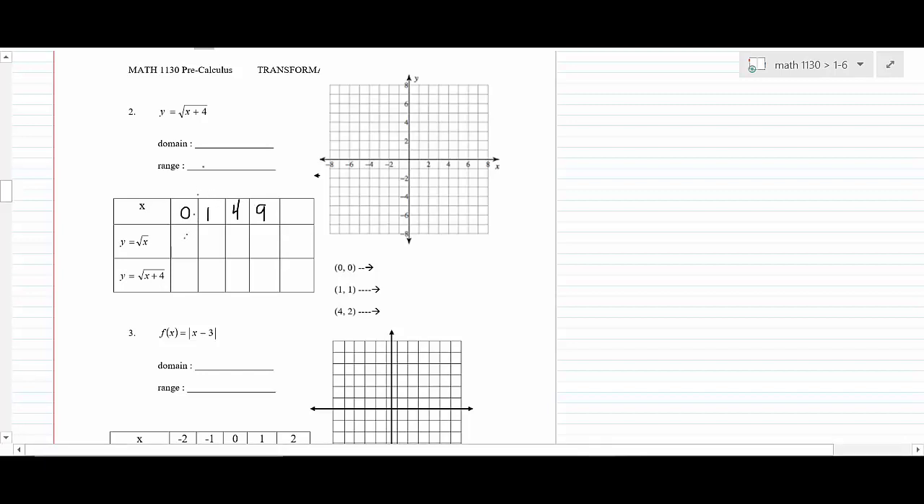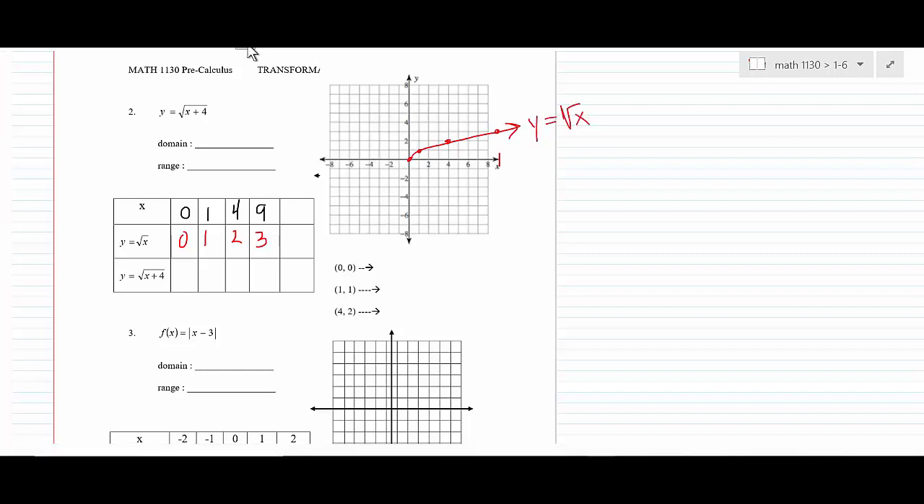The square root of 0 is 0. Square root of 1 is 1. Square root of 4 is 2. Square root of 9 is 3. And that gives us some good points. So if we go through and plot that, that would give you the elementary function. I'm going to go over 1, up 1, over 4, up 2. I'll go over 9, and then up 3 like that. So that will give me the elementary function y equals square root of x.